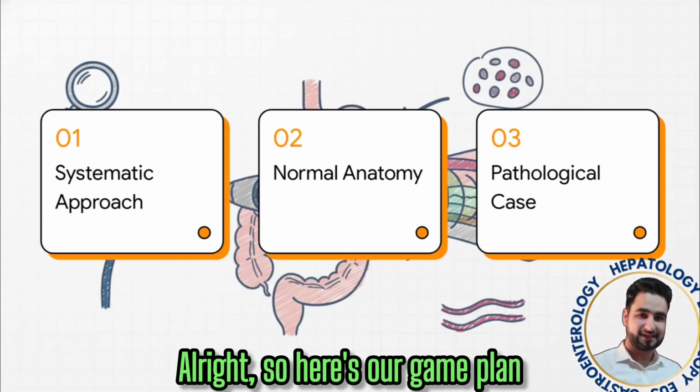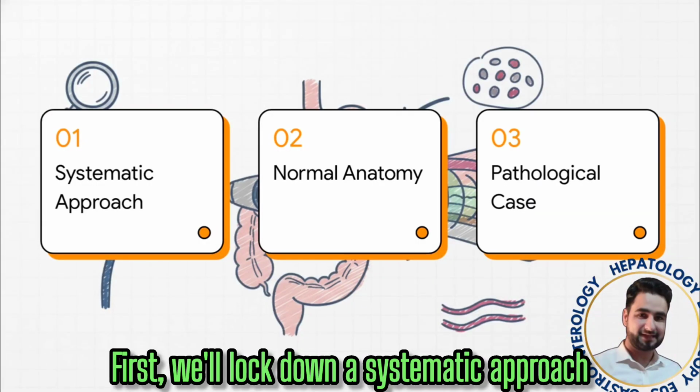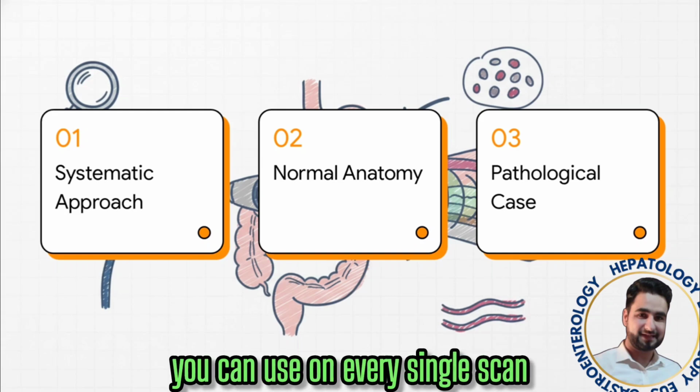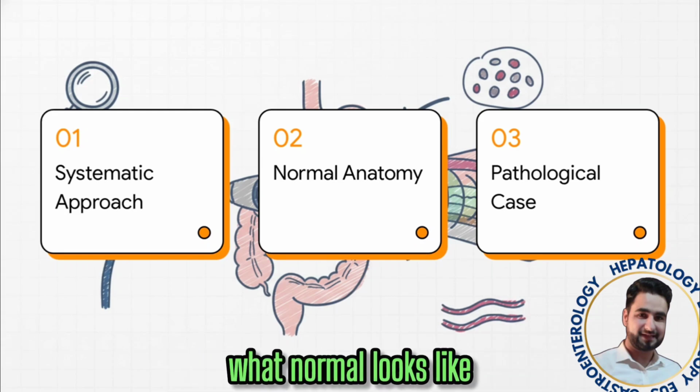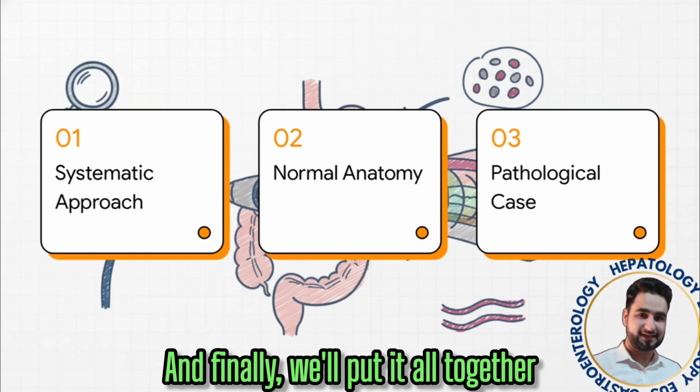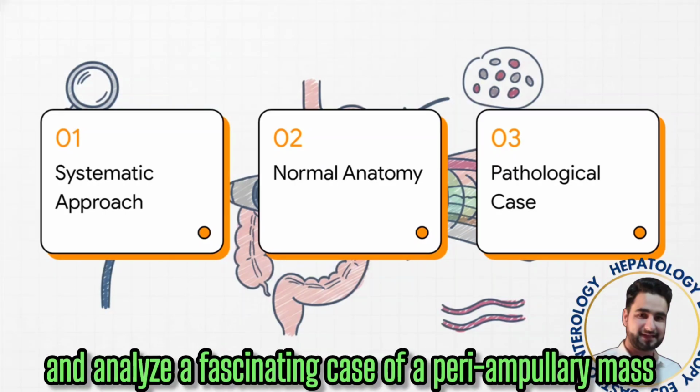All right, so here's our game plan. First, we'll lock down a systematic approach you can use on every single scan. Then, we'll get really familiar with what normal looks like. And finally, we'll put it all together and analyze a fascinating case of a periampullary mass.